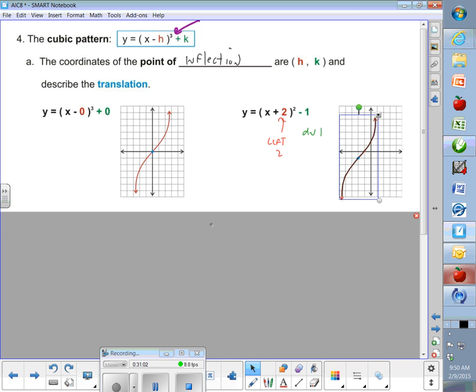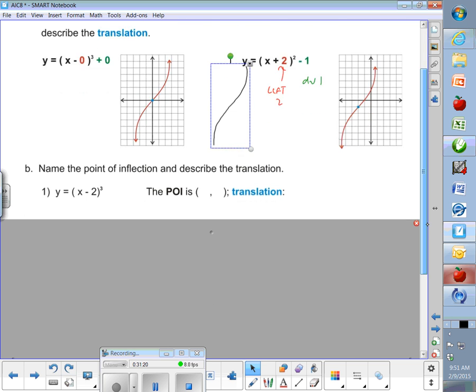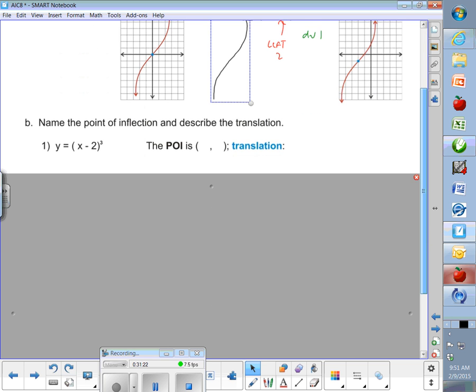It's the exact same curve moved 2 to the left and down 1. Same thing we did with the parabola, same thing with the cubic. So same situation. Name the point of inflection and describe the translation.